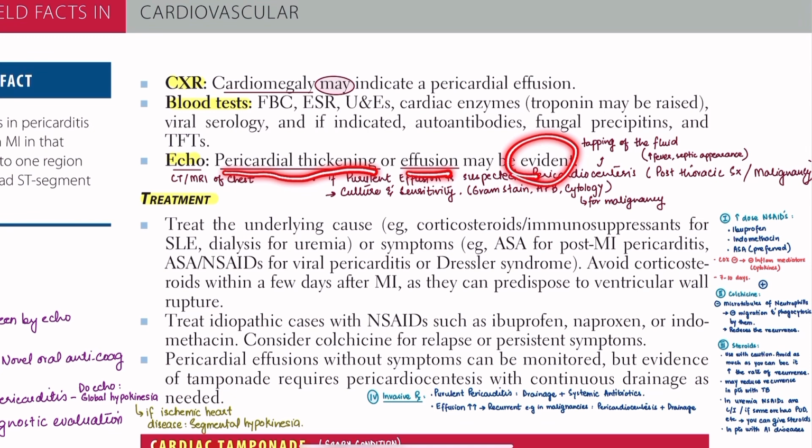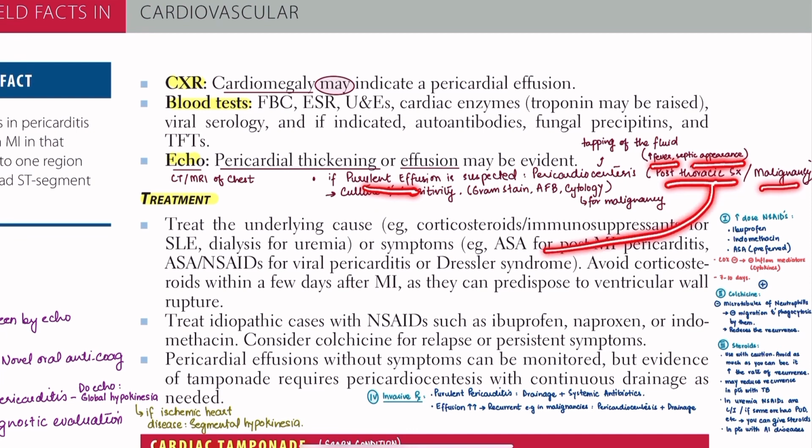We can just see the effusion. If we feel like the effusion might be purulent, for example, if the patient is feverish or has a septic appearance, or it is post-thoracic surgery or malignancy, we suspect that the effusion might be purulent. We might also do pericardiocentesis, which is basically tapping of the fluid, and we can send it for culture and sensitivity, gram staining, acid-fast bacilli, cytology, etc. And we can find the cause of the insult.